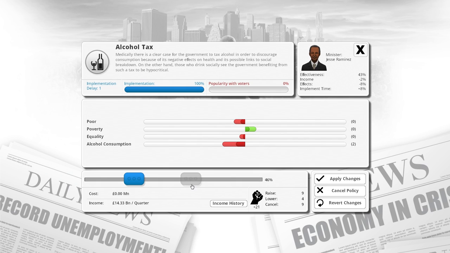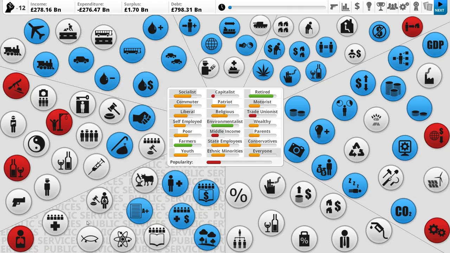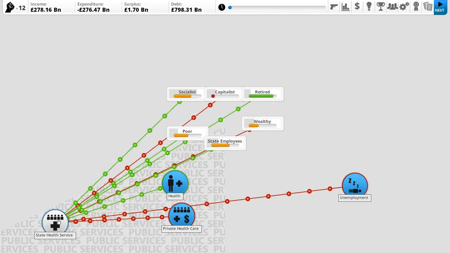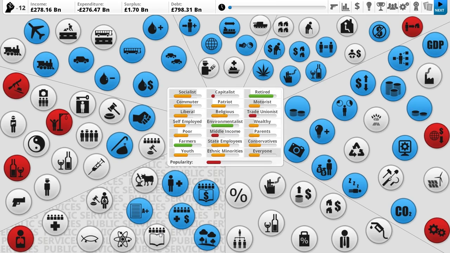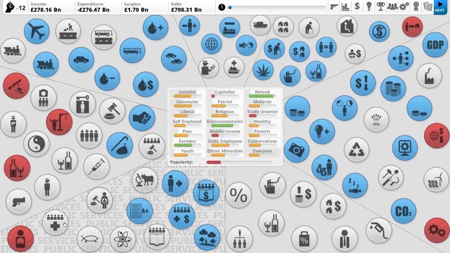Maybe we could boost this up somewhat to maybe around 60%. It'll make us quite a lot more money, and later on we'll use this money to make the poor happy with us again. So actually, let's just boost this up all the way. No, we'll make it 60%. We don't want it too high. Apply that. That will make us more money, and with that money, we will start to do state health service and state schools, which should do quite a few things.